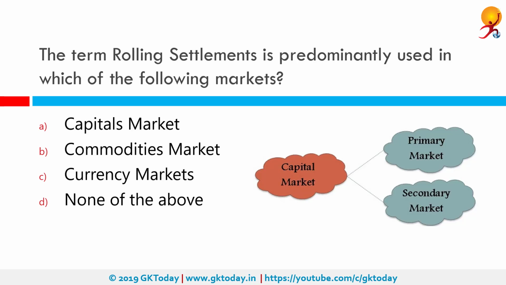The term rolling settlements is predominantly used in which of the following markets? The correct answer is capital market. A capital market is a financial market in which long-term debt or equity-backed securities are bought and sold. Capital markets channel the wealth of savers to those who can put it to long-term productive use.